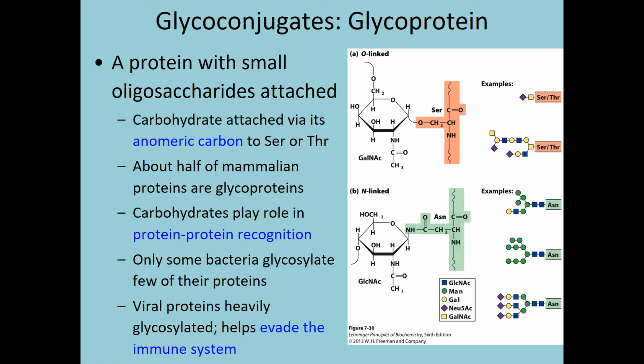These carbohydrates are going to help us with a lot of protein recognition, and you'll talk about these when you're in your microbiology class and looking at how viral proteins are glycosylated. That helps them evade our immune system. They kind of mimic us. So lots of importance for this, but for my purposes, I need you to structurally recognize what's going on with the glycoprotein and the proteoglycans.